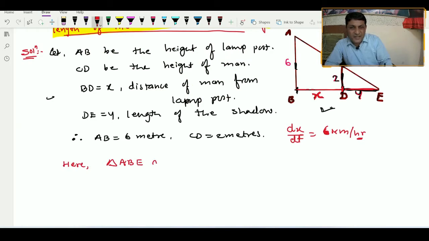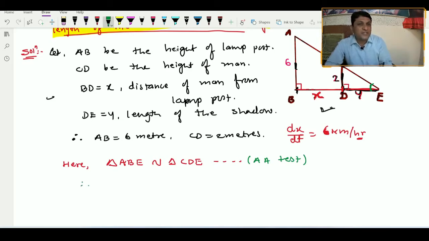Now if you observe the figure very carefully, can I say that triangle ABE is similar to triangle CDE. Here we can easily observe that in these two triangles each angle B and D is 90 degrees, and angle E is the common angle of both triangles. That's why we can say that these two triangles are similar by the AA criterion. And we know that if two triangles are similar, their corresponding sides are in proportion.